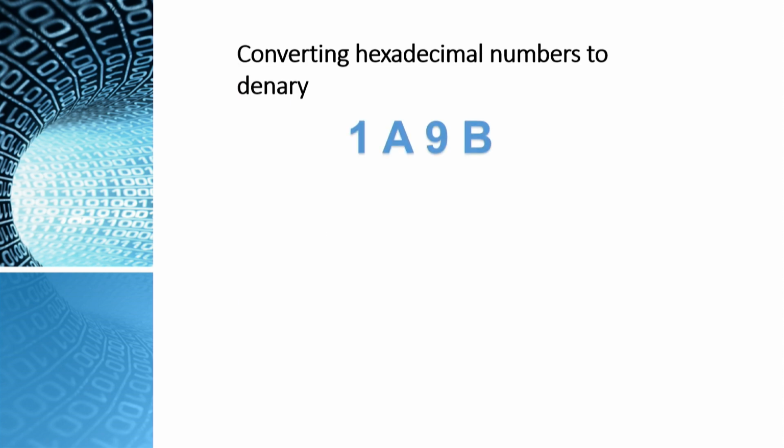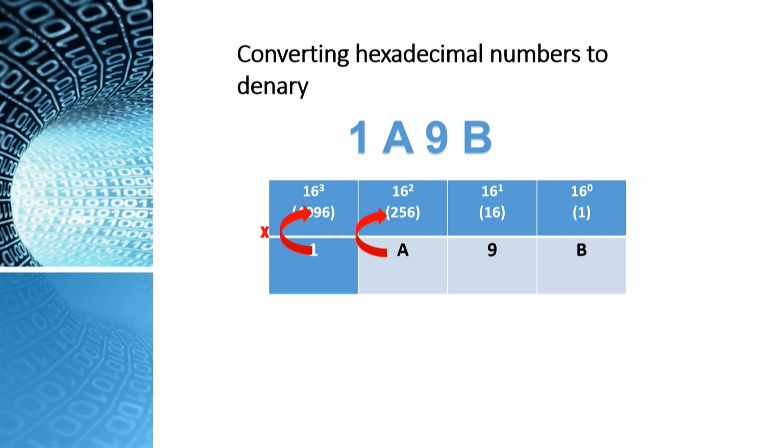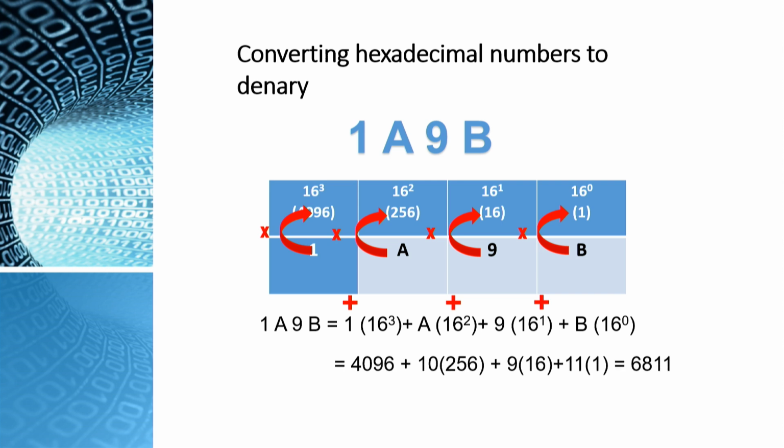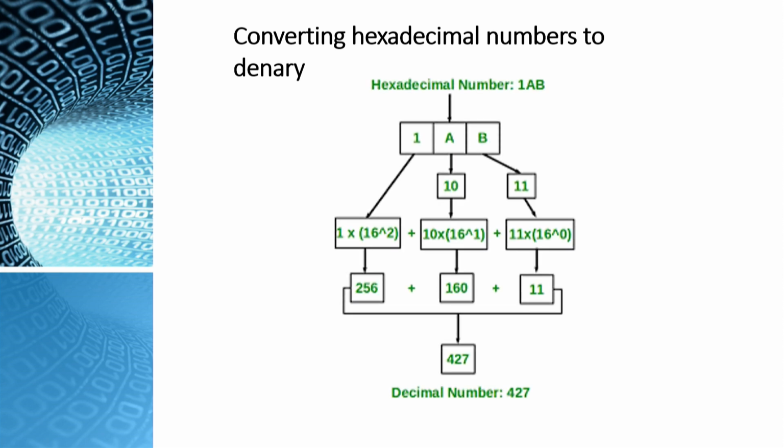To convert a hexadecimal number to a decimal number, we write the hexadecimal number as a sum of powers of 16. For example, considering the hexadecimal number 1A9B, we can convert this to denary like this. In the same way, the hexadecimal number 1AB can be converted into its denary equivalent as shown in the diagram.